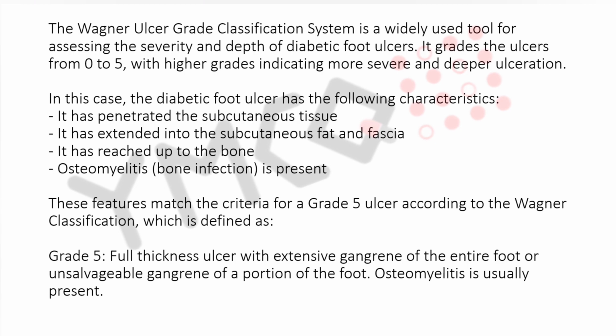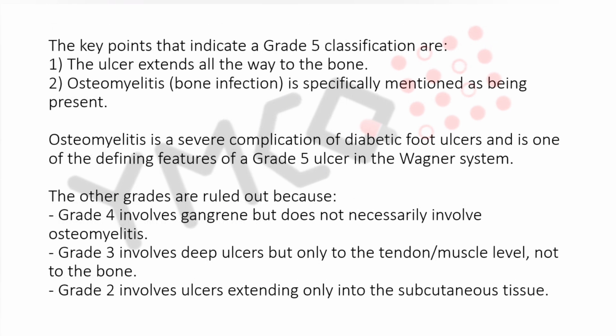Osteomyelitis is usually present. The key points that indicate a grade 5 classification are: 1. The ulcer extends all the way to the bone. 2. Osteomyelitis, bone infection, is specifically mentioned as being present. Osteomyelitis is a severe complication of diabetic foot ulcers and is one of the defining features of a grade 5 ulcer in the Wagner system.